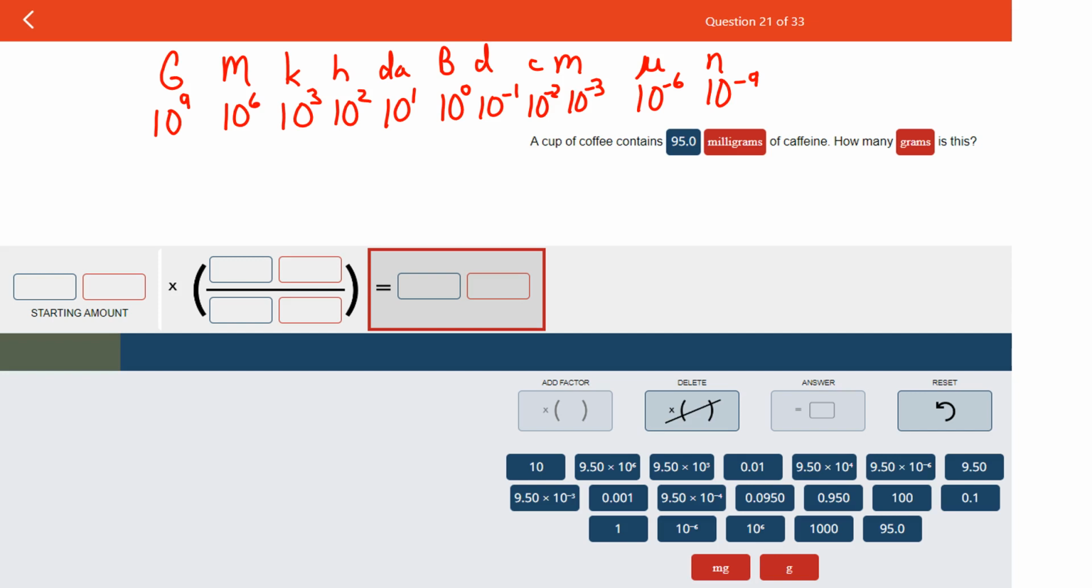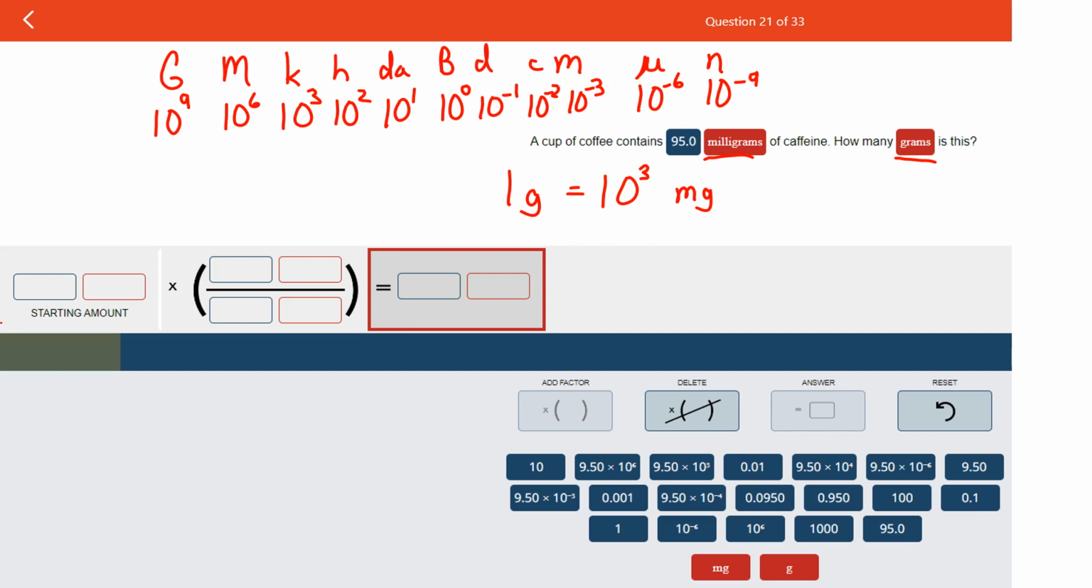All right, so for question 21, we're trying to go from milligrams to grams. So I need to establish a conversion factor. Grams is my larger unit, so I can say 1 gram is equal to a certain number of milligrams. When I look here, gram is 0, milli is negative 3, so 0 minus negative 3 is 10 to the third. So I'm just going to hold that for right now.